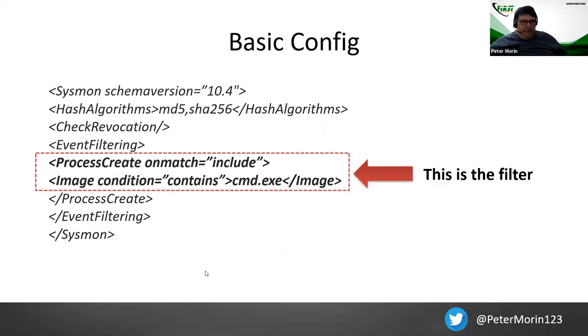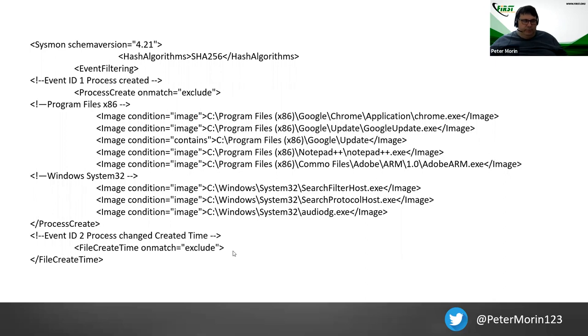So just another basic config. I just provided a really quick example. You can see here, this is a full config file. I have it over a couple of pages, but I'm specifying the hash algorithm, SHA-256. And then I have event ID process created. I have an exclude, so I'm excluding any processes that fit these image conditions.